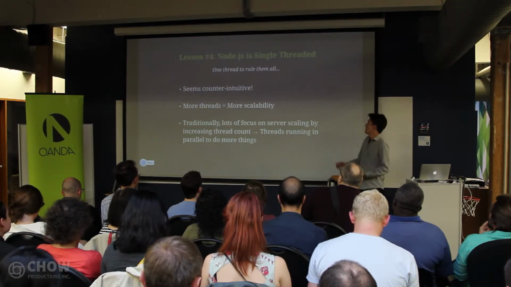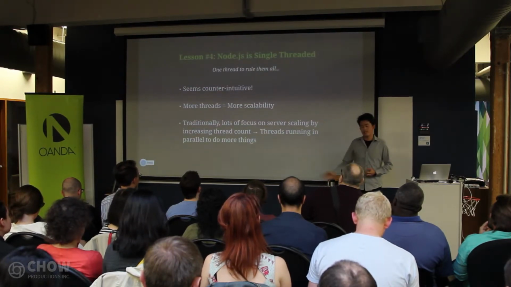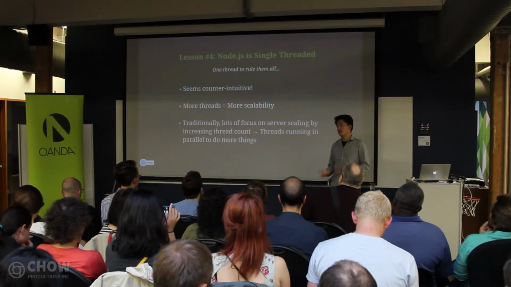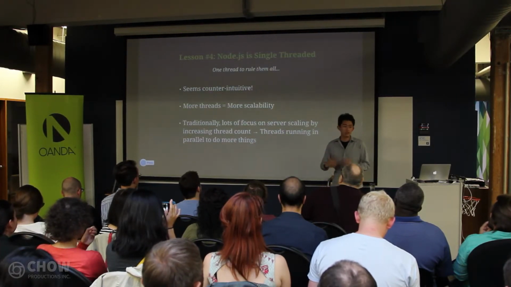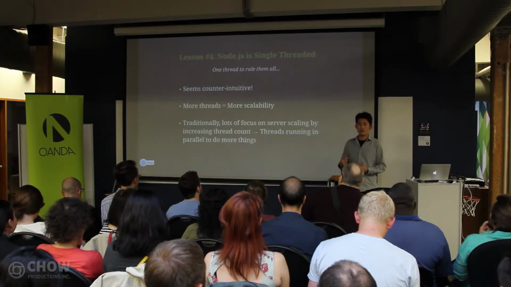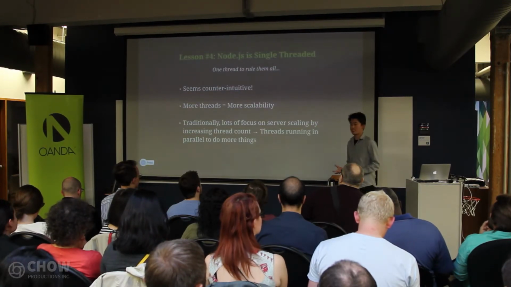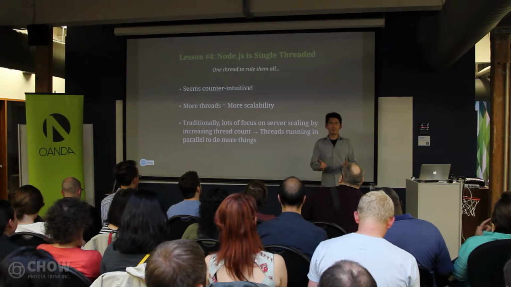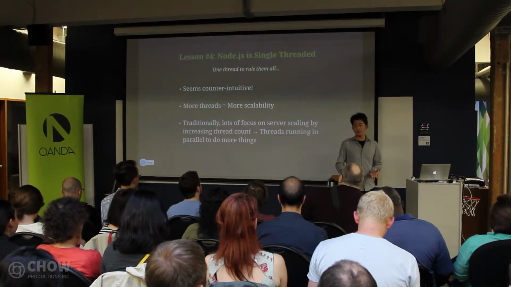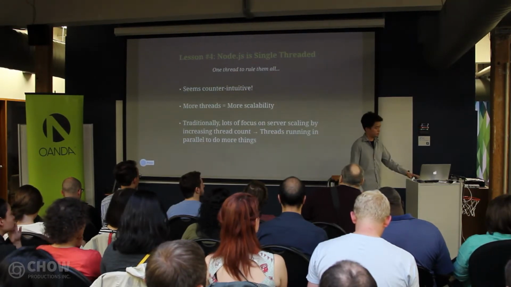A lot of people will say Node.js is single-threaded, but it's actually a bit of a myth, because down in the core of Node, it actually does manage its own thread pool. So it does do some tasks in parallel. So it is not technically single-threaded, but for all intents and purposes, the main event loop is single-threaded.